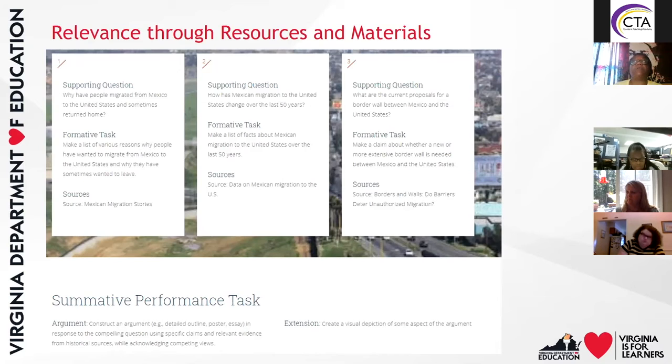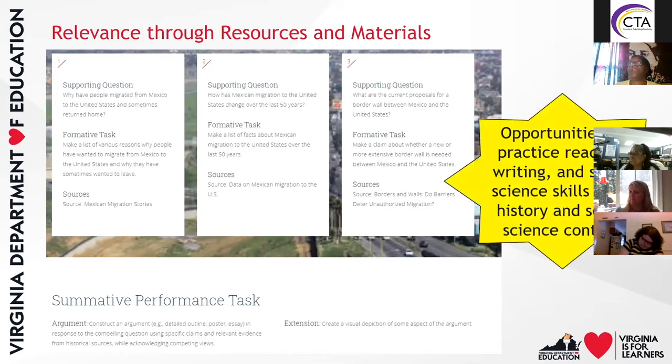The second supporting question: how has Mexican migration to the United States changed over the last 50 years? The source that they have is a data chart, and they can look at different numbers, different graphs, different charts, and be able to draw conclusions from the charts. So many times it's not just text, but it's various information sources. This is all part of the same inquiry. So they have an opportunity to not only practice reading skills, but writing skills and their social science skills. The whole entire time, they're building their history and social science background knowledge.